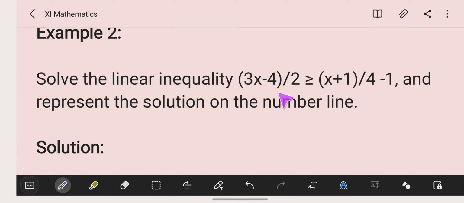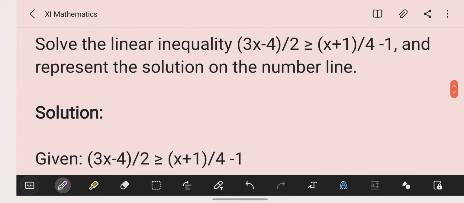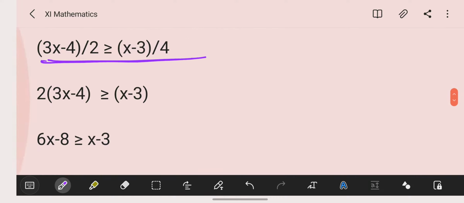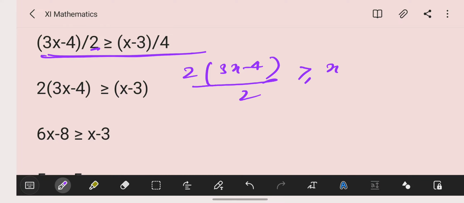The linear inequality is (3x minus 4) divided by 2 is more than or equal to (x minus 3) divided by 4. Just give me a moment. This is the inequality actually; there was a wrong one. All right. So here, there's a denominator 2, so we need to remove it, and we'll multiply by 2 on both sides. So you get 2 times (3x minus 4) by 2 more than or equal to (x minus 3) by 4 multiplied by 2.